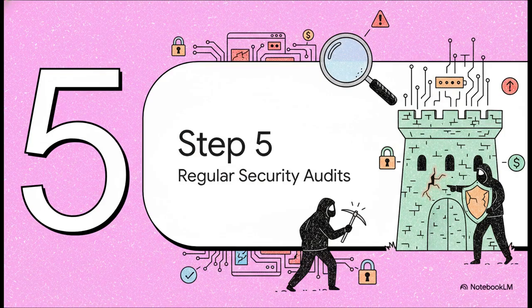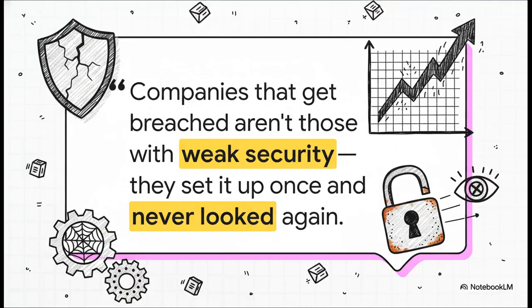And that brings us to our final pillar, regular security audits. This is where we shift from just playing defense to playing offense. You're now actively trying to break into your own fortress to find the weak spots before someone else does. You know, this insight is so critical. Complacency is the real enemy. The companies that get breached aren't always the ones with weak security. They're the ones who set up a plan 5 years ago and never, ever looked at it again. And in the world of AI, the threat landscape changes incredibly fast.